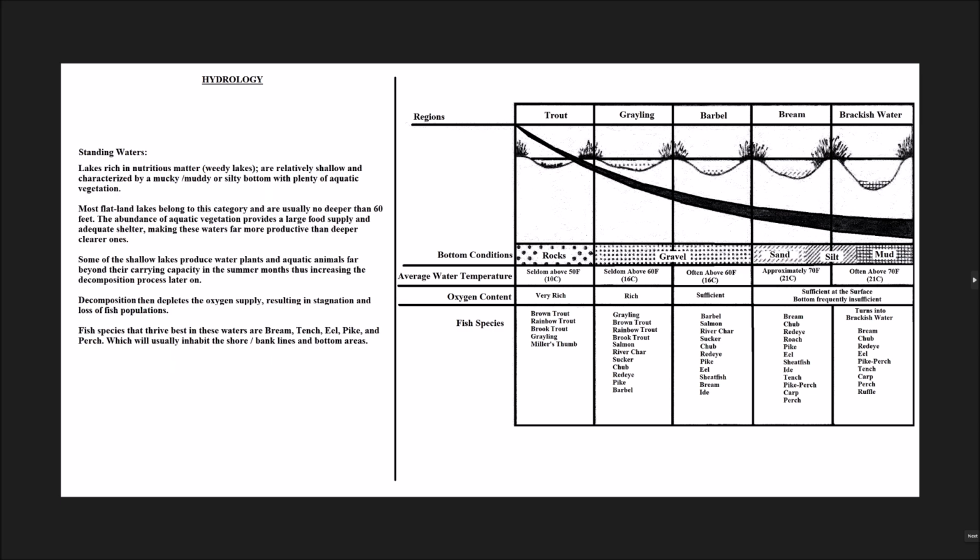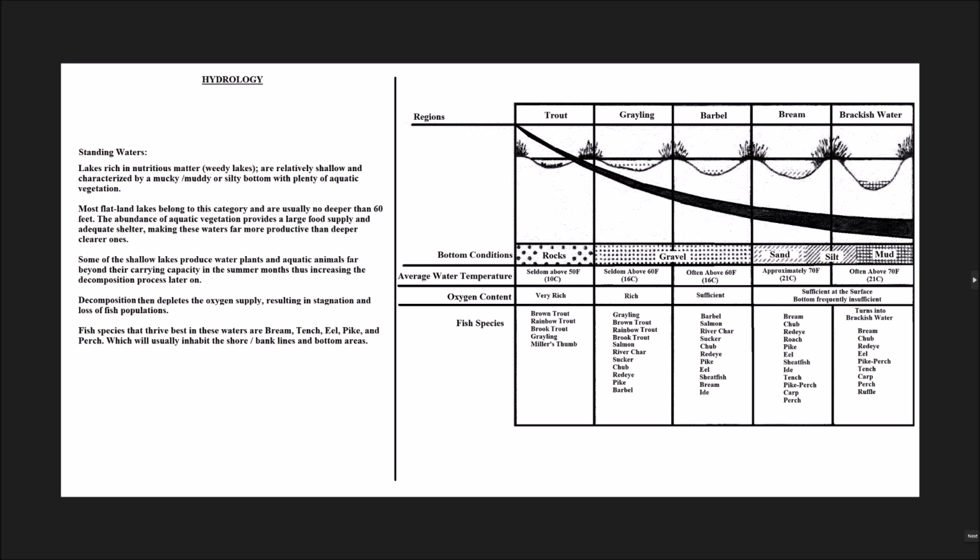Standing waters. Lakes rich in nutritious matter, weedy lakes, are relatively shallow and characterized by a mucky, muddy, or silty bottom with plenty of aquatic vegetation. Most flatland lakes belong to this category and are usually no deeper than 60 feet.